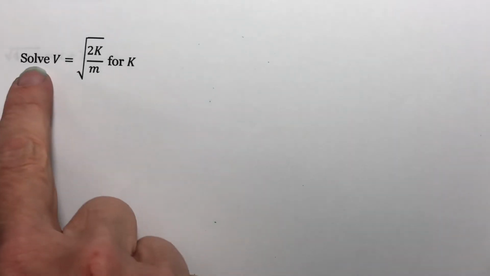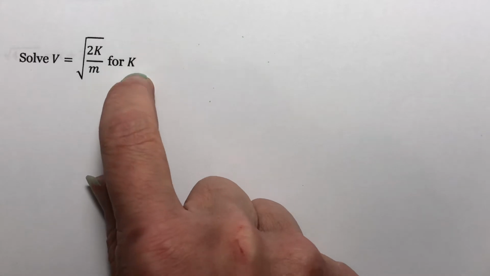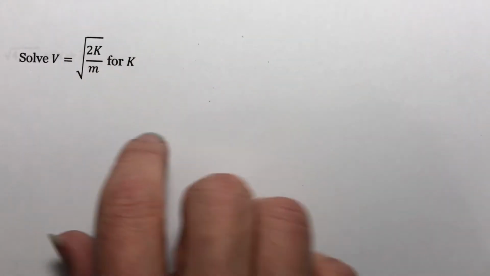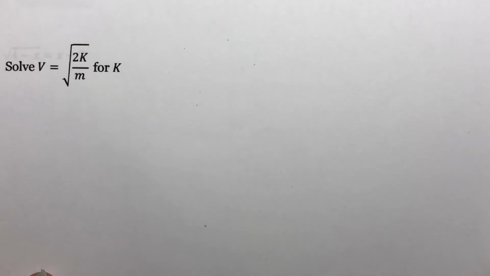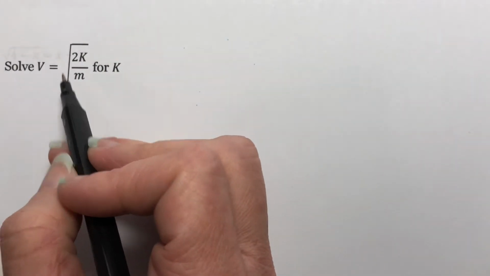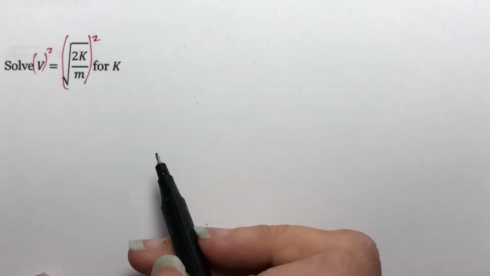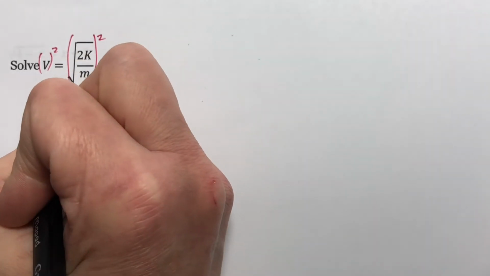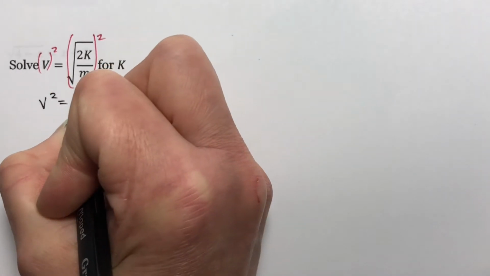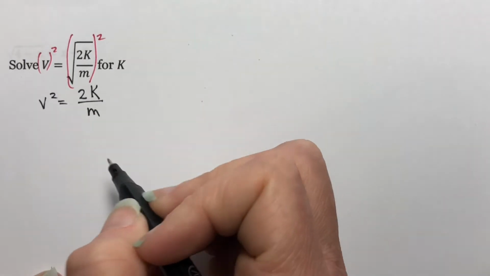I want to solve v equal to the square root of 2k over m for k. So I want to get k by itself. I'm pretending that everything else is a number. What I want to do is I want to get a radical by itself and then square both sides. Well, we have a radical by itself, so let's square both sides. That gives me v squared is equal to 2 times k over m.